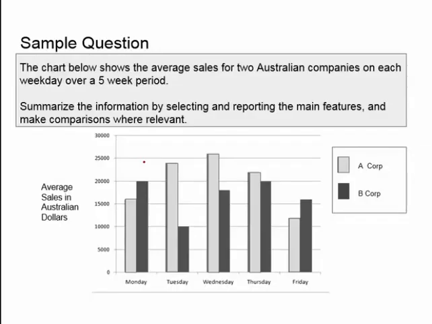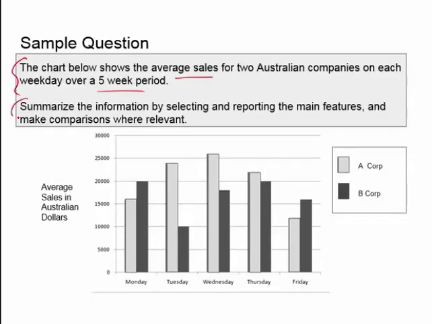Okay, so you've read over the directions and the chart. Notice how in the box we have information about the chart. It tells us what's happening on the chart, that we're looking at average sales between two companies over a 5-week period. Very important information letting us know what this chart is about.